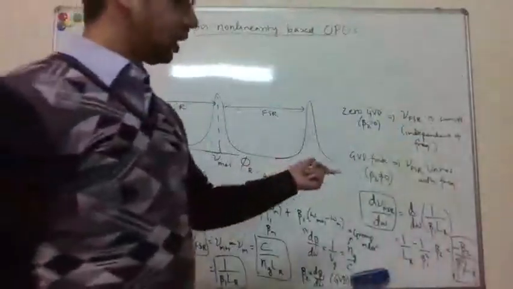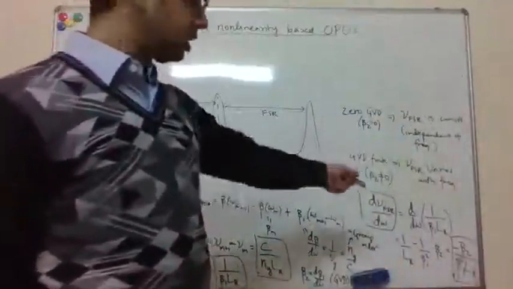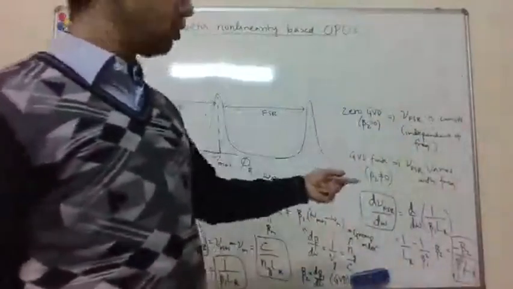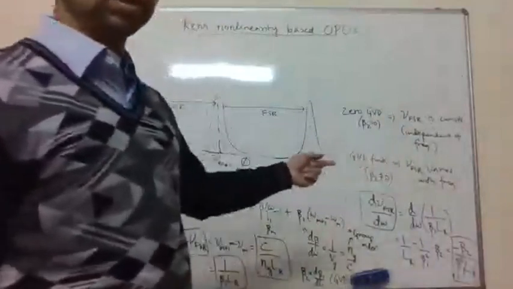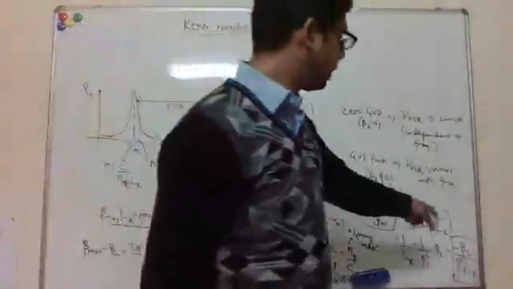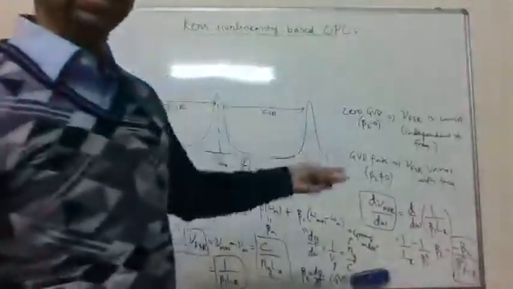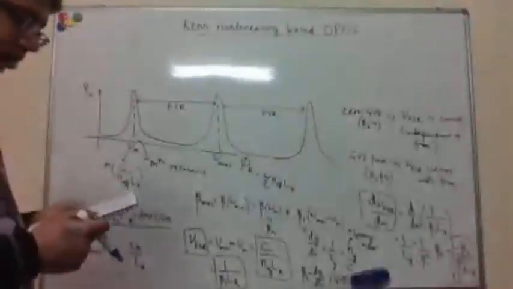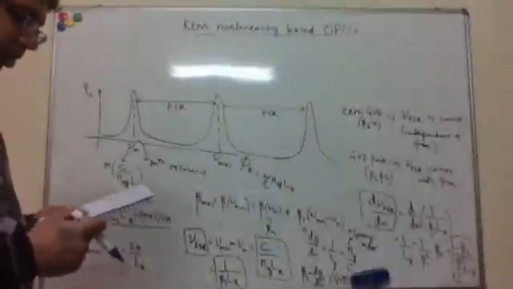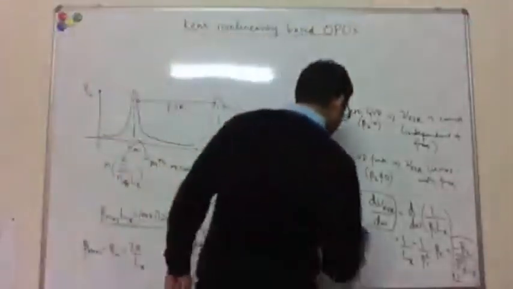So recall we had defined that dispersion, GVD, was normal if beta 2 was positive, right? And anomalous if beta 2 was negative. So depending on if the medium has a normal or anomalous dispersion, the FSR will either increase or decrease with frequency. Okay, so we can see this a little bit more clearly.